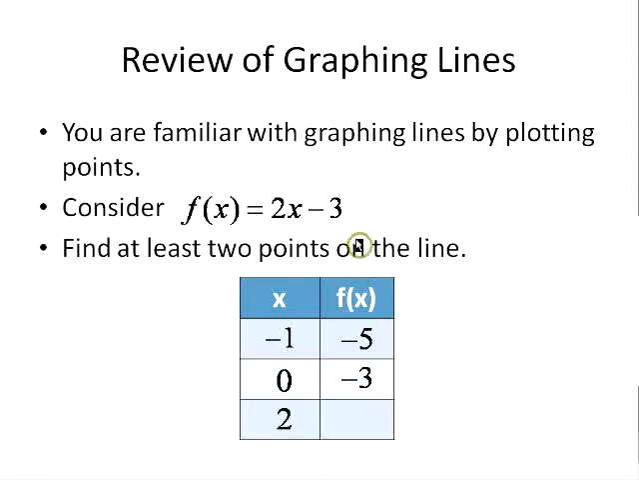I will choose the value x equal to 2. If we substitute 2 in for the x value, we will have 2 times 2 is 4. 4 minus 3 will give us 1. This gives us 3 different ordered pairs.